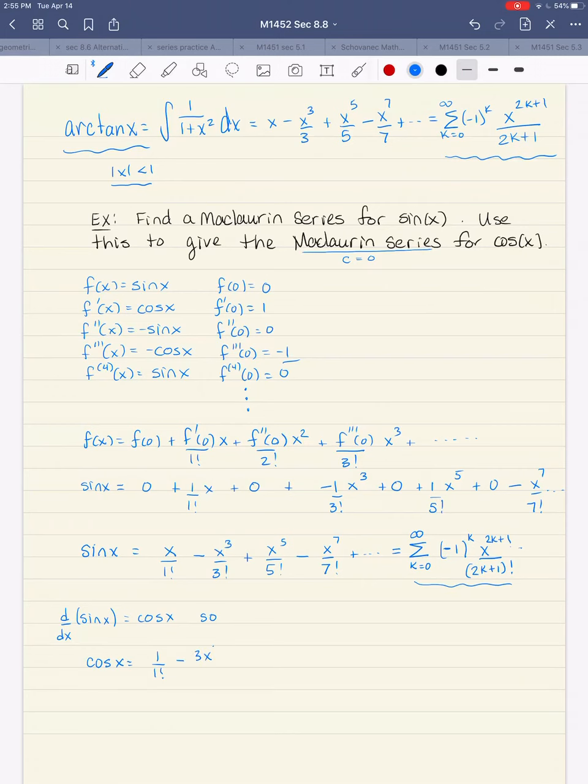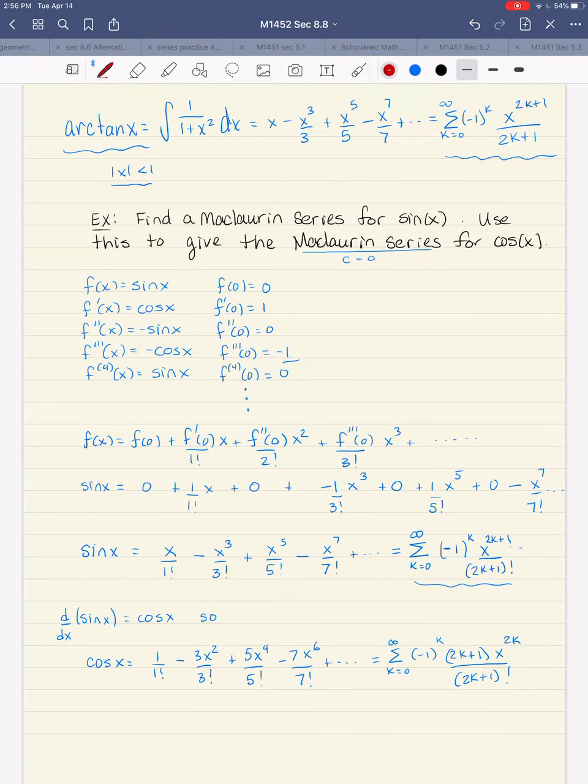So when I differentiate the x, I get 1 minus 3x squared over 3 factorial plus 5x to the 4th over 5 factorial minus 7x to the 6th over 7 factorial. If I differentiate in this form, this is a constant. I bring the power down, raise it to 1 power less, and then I still have this 2k plus 1 factorial.